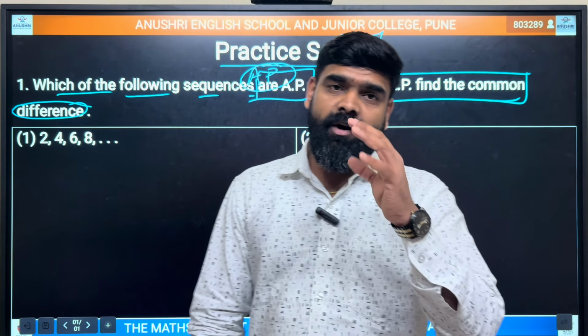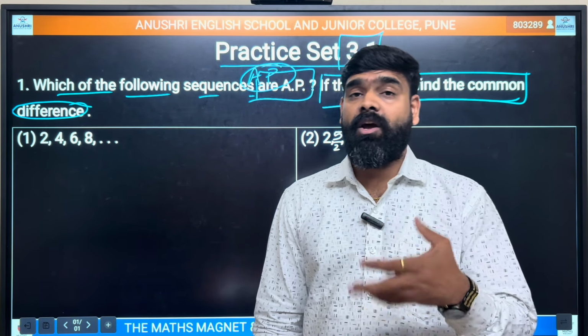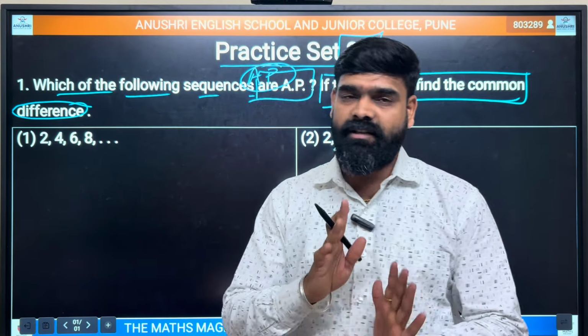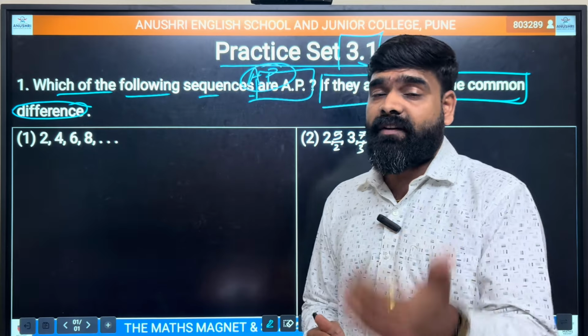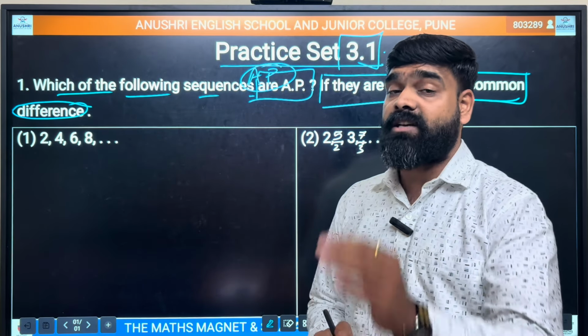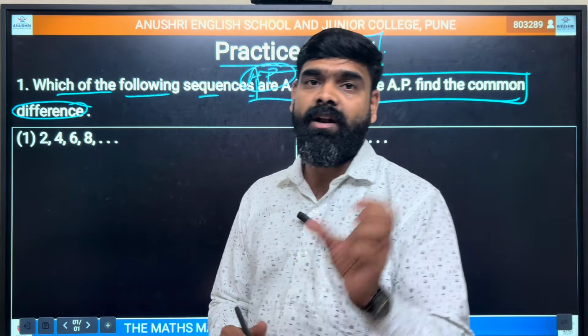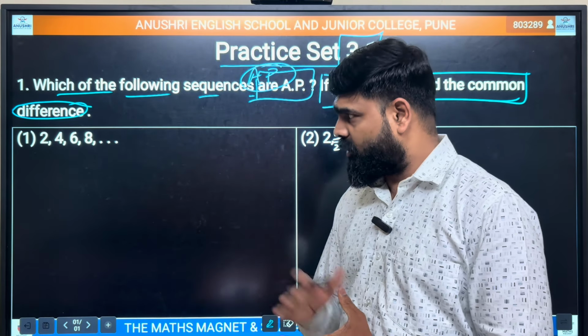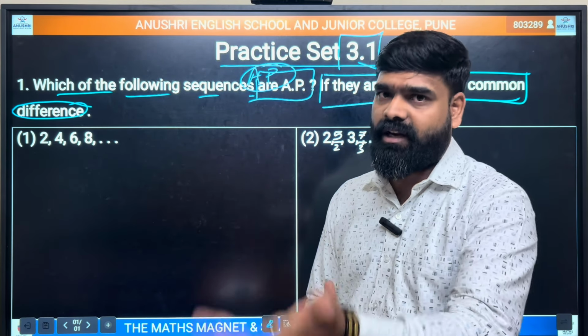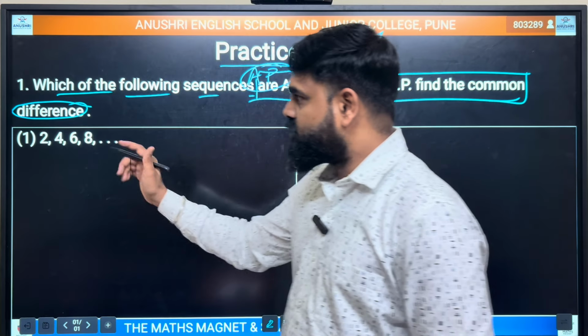Actually, without finding the common difference, we cannot judge whether the given sequence is AP or not. Basically, we have to find the common difference first. After finding the common difference, if the common differences are equal, then we can say that the sequence is an AP. If that is equal, then it will be AP. So let us solve this question.